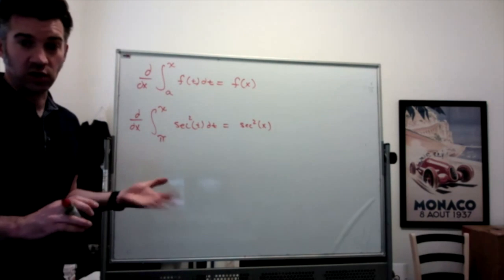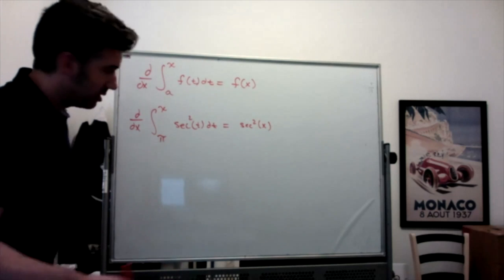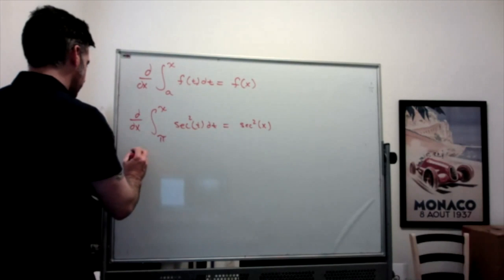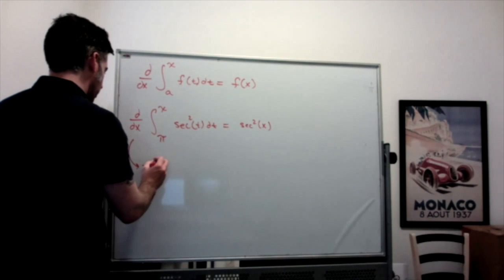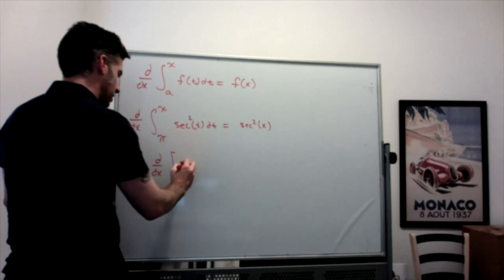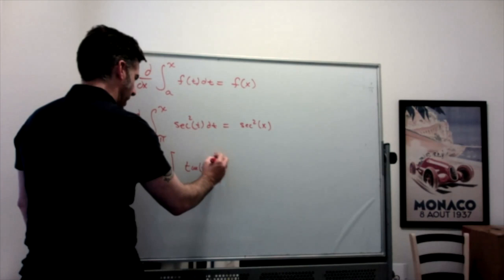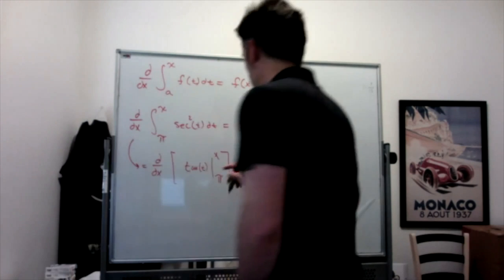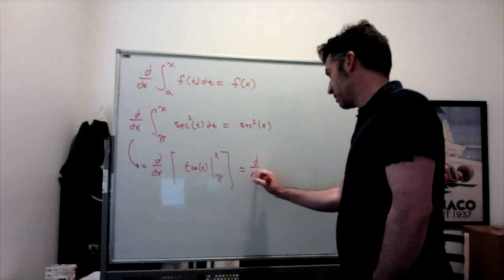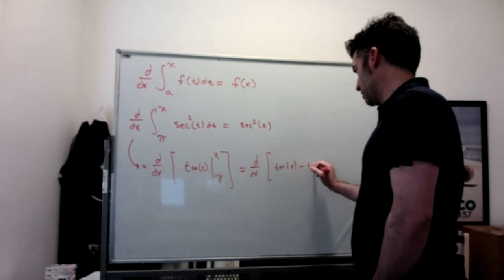So if I was actually going to do this the long way, which we don't usually do, but we can sometimes, we know the integral of secant squared is tangent. So we could also say, oh, look, this is equal to the derivative of the integral of secant squared, which is tangent of t, evaluated from pi to x. And then if we plug in the x and the pi, we're going to get the derivative of tangent of x minus tangent of pi.